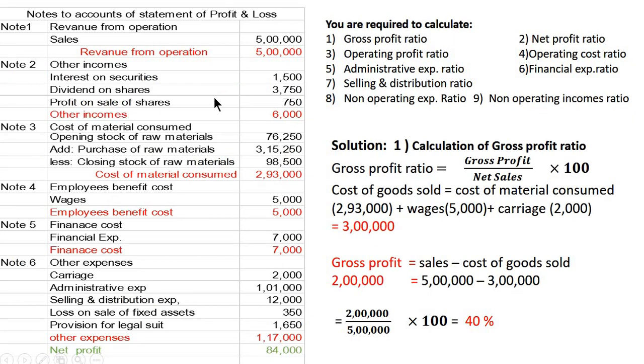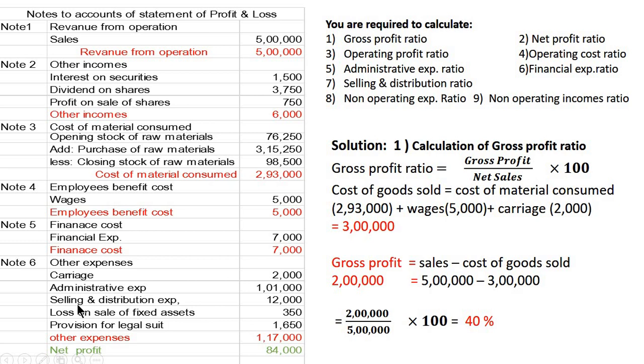Let us understand various profitability ratios with an example. Here notes to accounts of statement of profit and loss is provided, which consists of sales 5 lakh rupees, interest on securities, dividend on shares, profit on sale of shares. These three are non-operating incomes. Here the cost of material consumed is given, opening stock of raw materials, add purchase of raw materials, less closing stock of raw materials. The total cost of material consumed is 2,93,000. Wages 5,000 rupees, financial expenses 7,000 rupees. This is a non-operating expense.